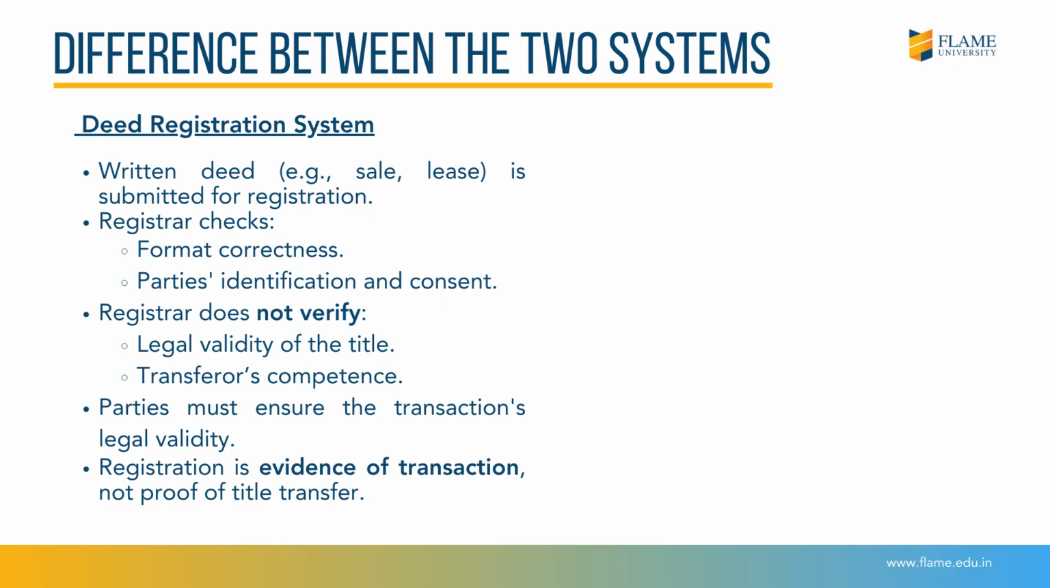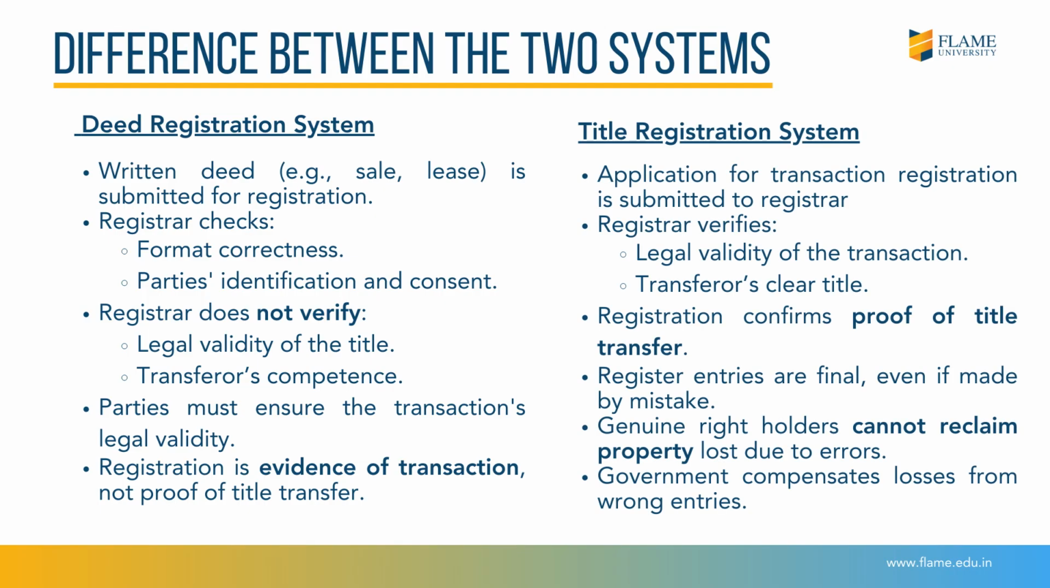In the title registration system, when an application for registration of property transaction is submitted to the registrar, he examines the legal validity of the transaction in detail. He registers the transaction only if he is satisfied that the transferor has a clear title on the property and there is no legal hindrance in passing the title to the transferee. Once an entry in the name of the transferee is made in the register, it is considered conclusive proof of his title over the property.